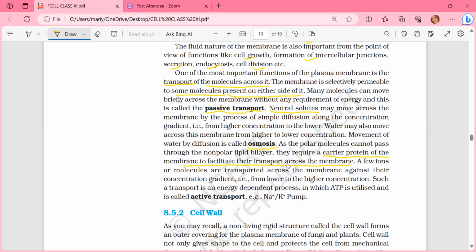So that is why this process is known as active transport, a process which requires energy. And energy meaning ATP, since ATP is the energy currency of the cell. And what is the example of an active transport? The sodium potassium pump. As I told you, these are polar molecules. A pole is there, isn't it? But for the neutral solutes or for water, there is passive transport, then there is osmosis and simple diffusion.